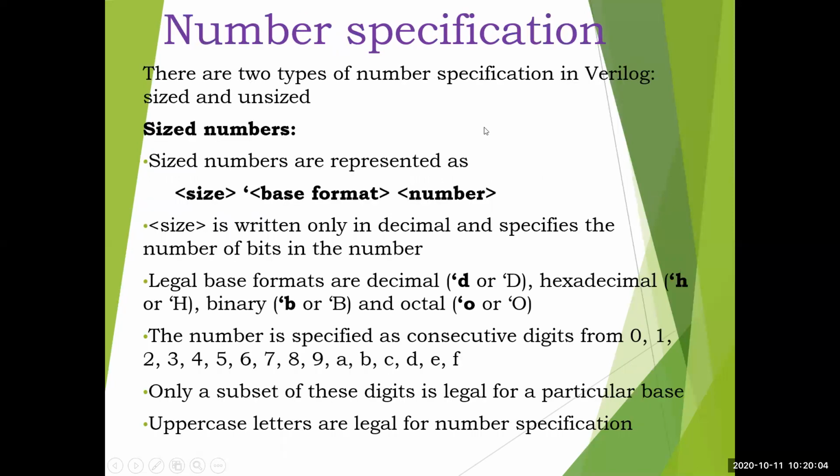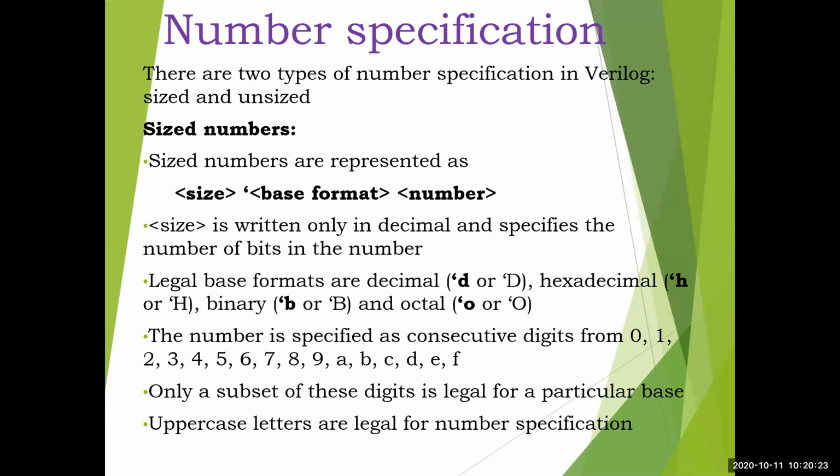Then number specification. This is one of the very important things in Verilog HDL compared to other languages, so here you have to give more attention. There are two types of number specification in Verilog: sized and unsized. We'll look at each of them.